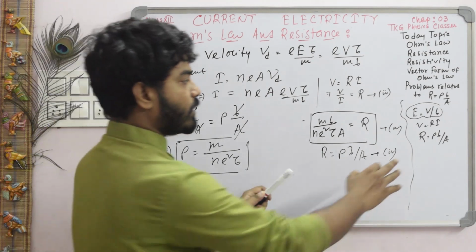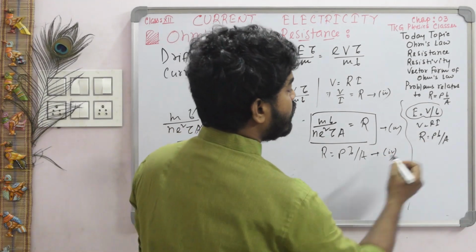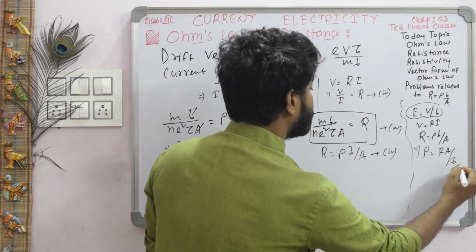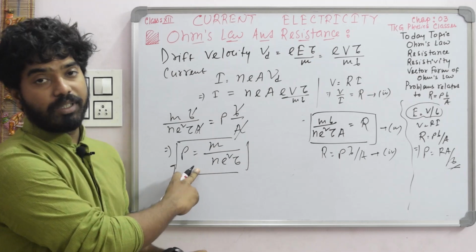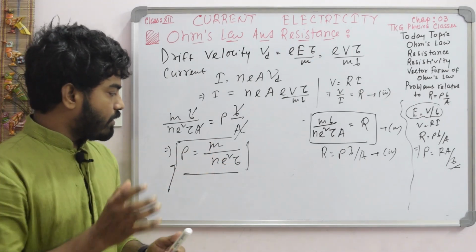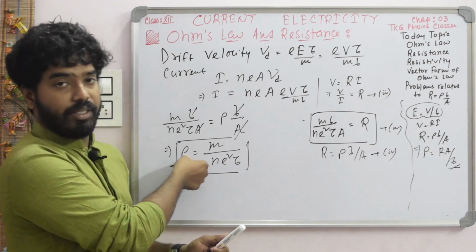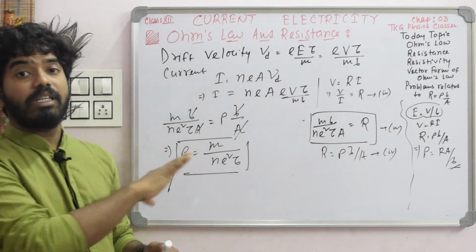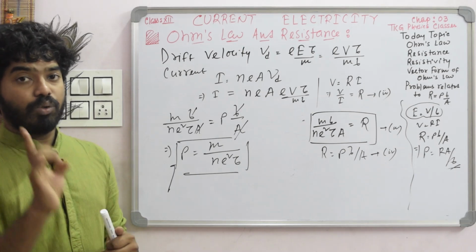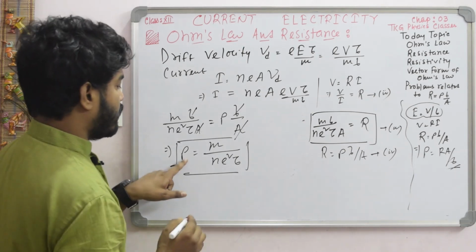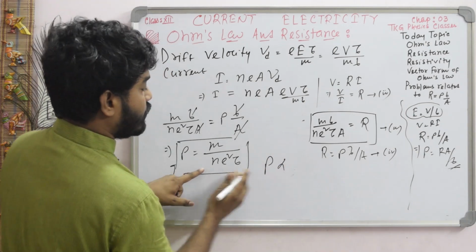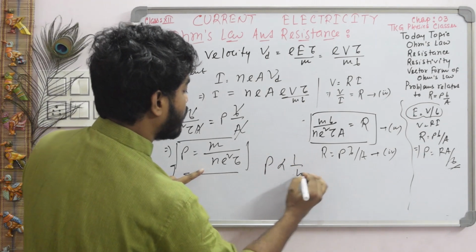You know the basic expression, R is equal to rho L by A. So from here you can write rho is equal to RA by L. This is the basic form, and this expression is with respect to n, E, tau, etc. Students, think of this as a property of a material. This property doesn't depend upon the dimension of the conductor, but it depends upon two important factors. Rho is inversely proportional to n.